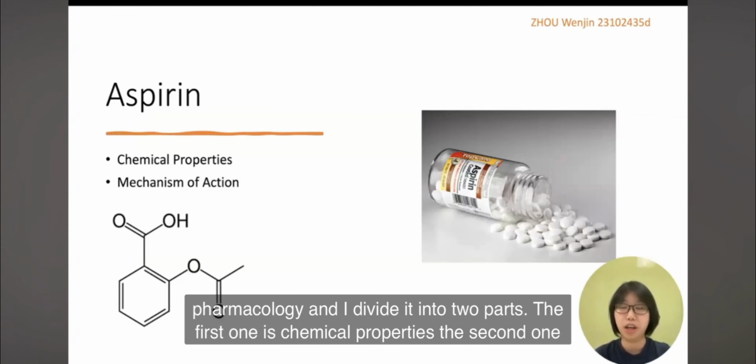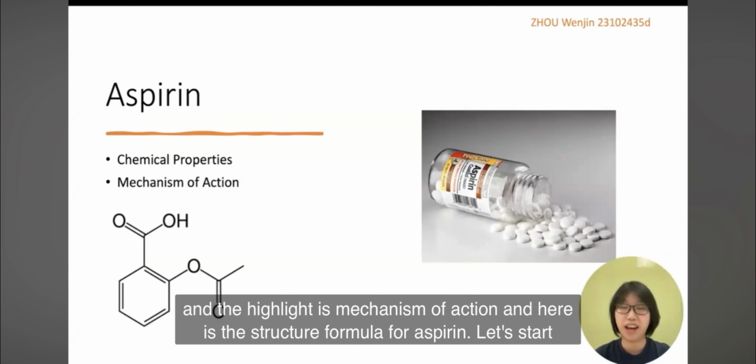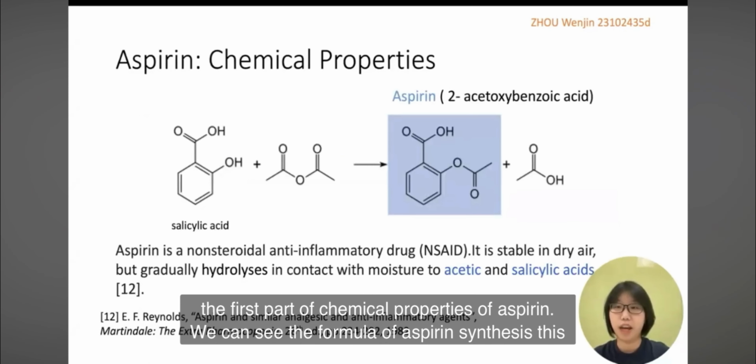Then we move on to the introduction to aspirin pharmacology, and I divide it into 2 parts. The first one is chemical properties. The second one, and the highlight, is mechanism of action. And here is the structural formula for aspirin. Let's start with the first part, chemical properties of aspirin. We can see the formula of aspirin synthesis.